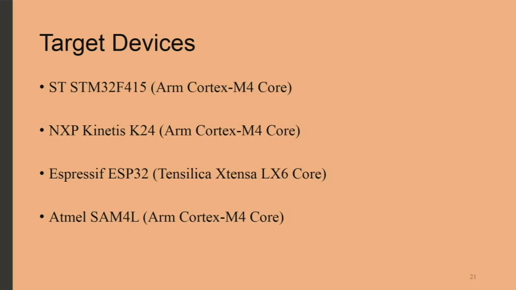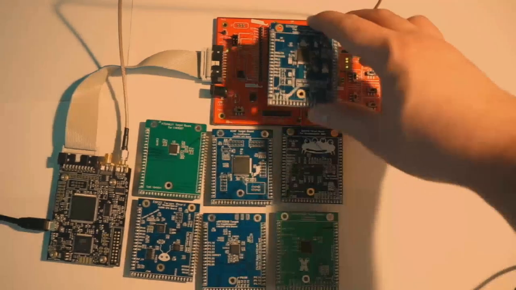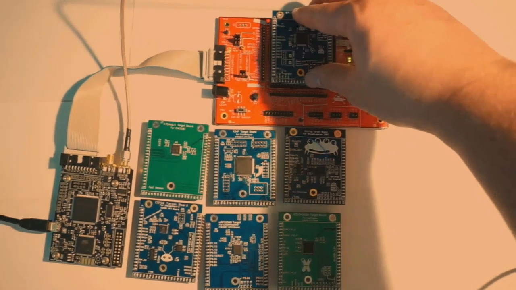Okay, that's enough of that. These are the devices. STM32F415, an NXP Kinetis or Kinesis. Someone told me how to say that properly, and I'm not staying on brand, so I'm sorry. K24F, Espressif ESP32, Atmel SAM4L, or that should be Microchip. Again, branding issues here.